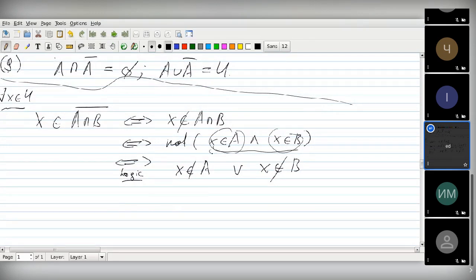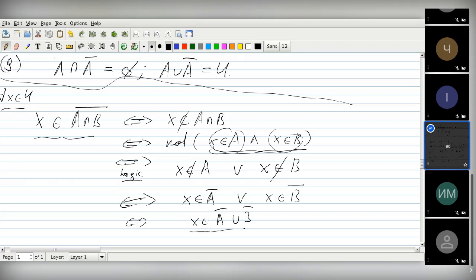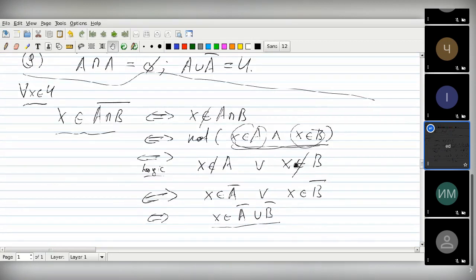Yes. The conjunction is false if and only if either statement is false. This is due to logic. So that means that X is an element of the complement of A and X is an element of the complement of B. Hence, this result. So X is an element of this set if and only if it is an element of this one. Is it clear?